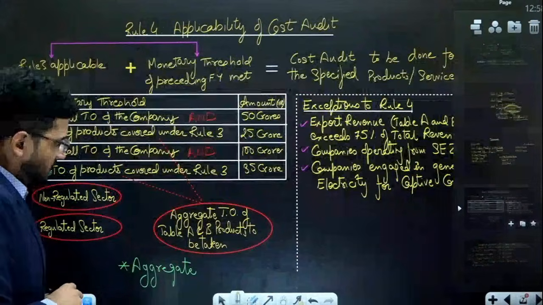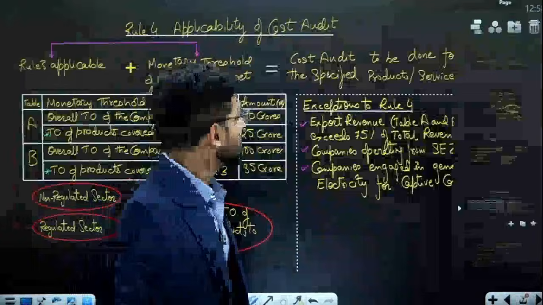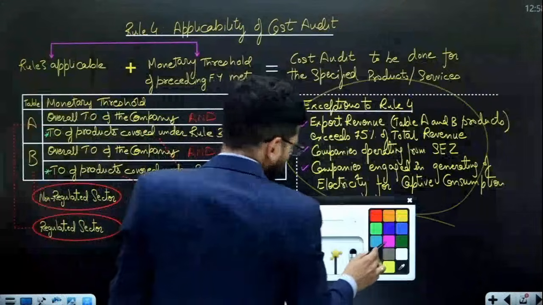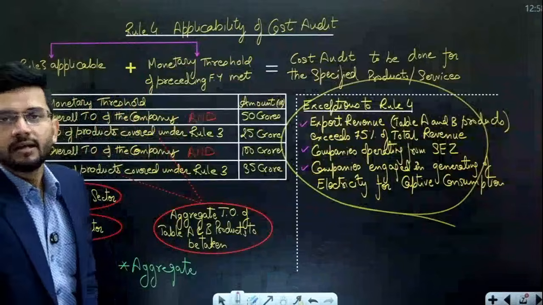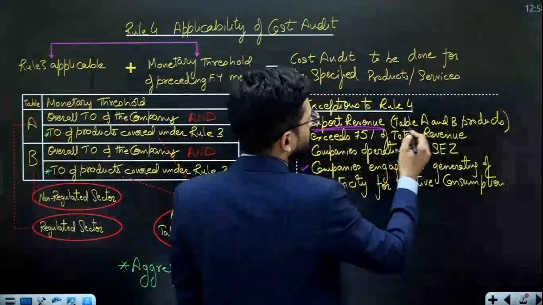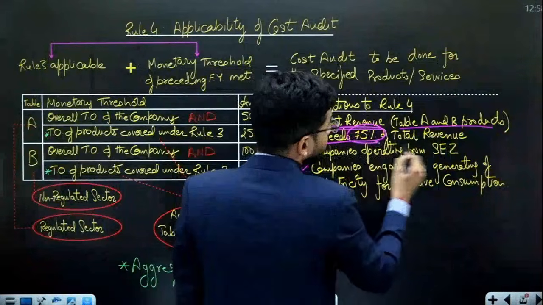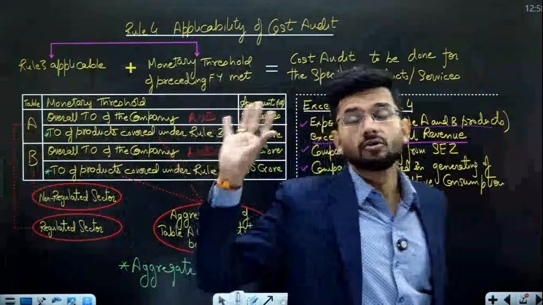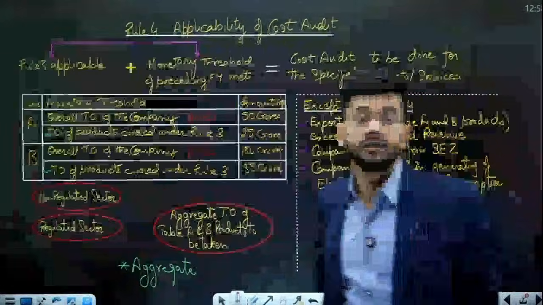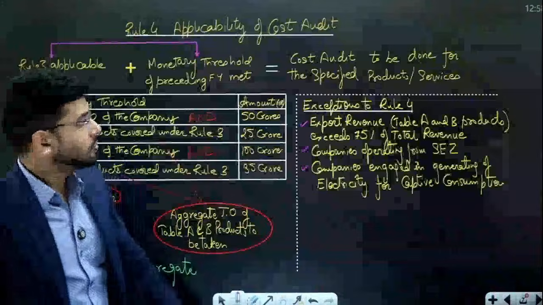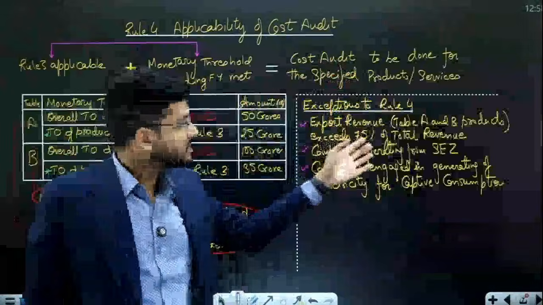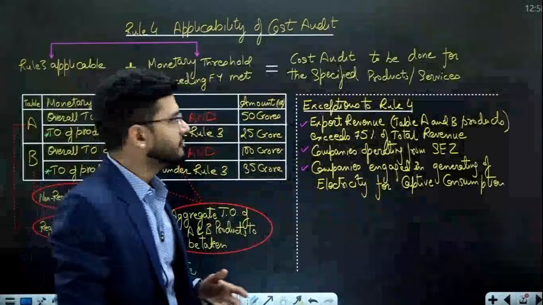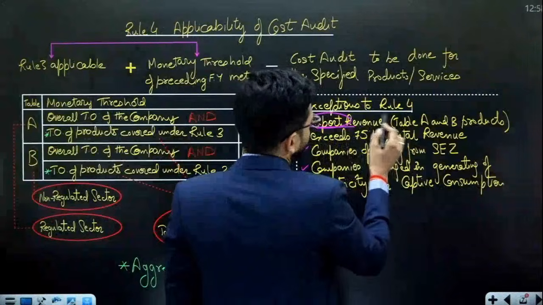So yes, these were some examples of this particular rule. Now let us come on to the exceptions of this rule. What are the exceptions of this rule? So exception number 1 is that if your export revenue from table A and B products exceeds 75% of your total revenue, then you are exempt from cost audit. You need not get your cost audit done. That is the first condition which you need to remember.